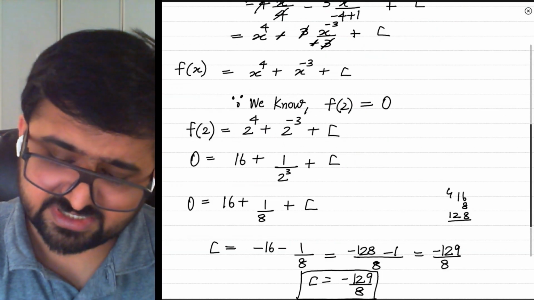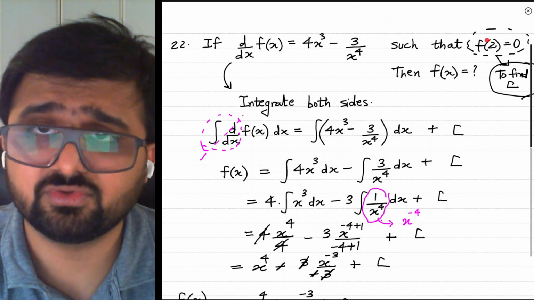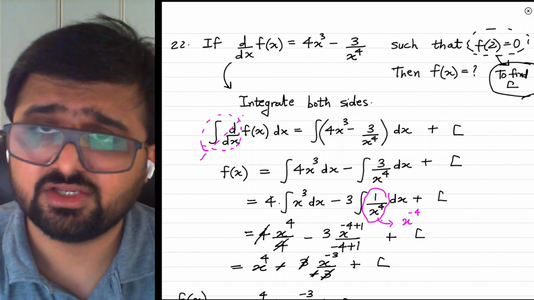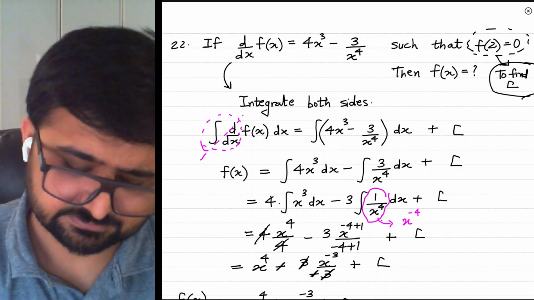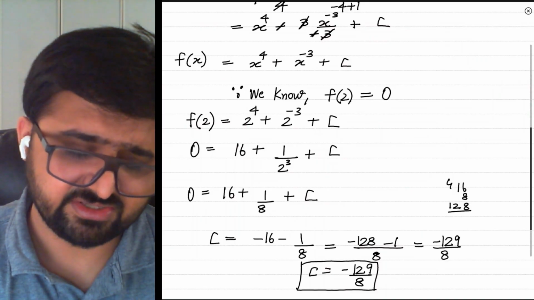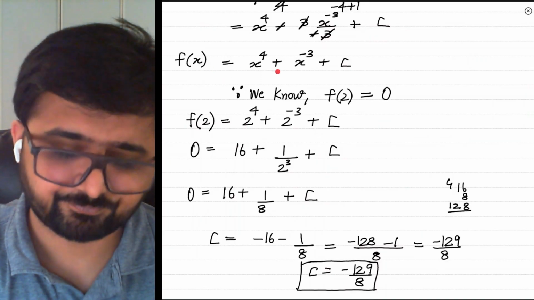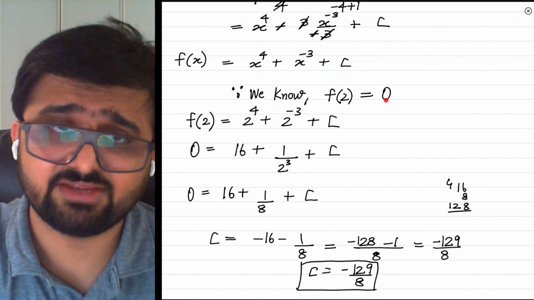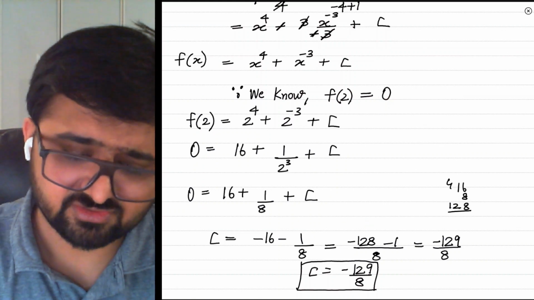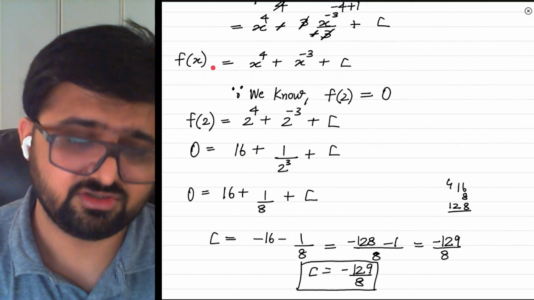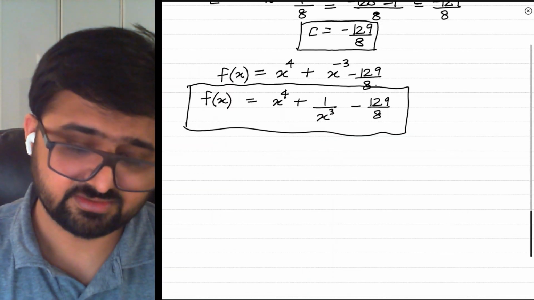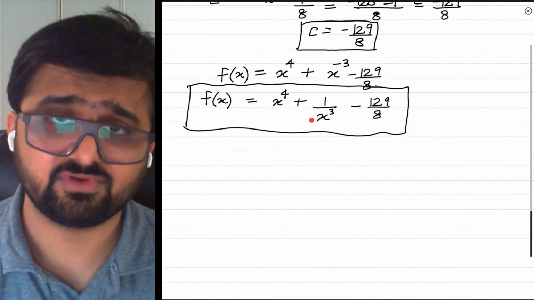Remember that whenever they give a condition like this, f of 2 is equal to 0, this condition is always given to find that constant of integration c. So we first integrate both sides and find f of x. Then we use that given condition f of 2 is equal to 0 to find the value of c. And then you substitute that value of c in your original function f of x in order to get the final result, which is what we got here.